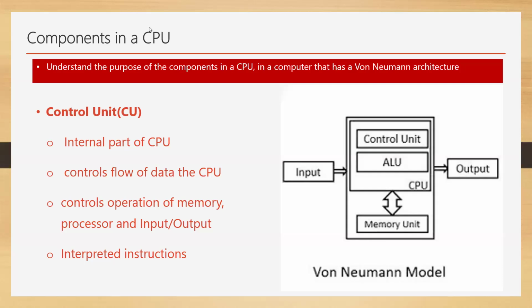The purpose of the control unit is that it is controlling the flow of data in the CPU. Controlling the flow of data means that if you are working with the computer system, at the same time you are also using an input device and an output device. For example, if you are writing your assignment, you are going to use keyboard as an input device, and the result that is going to be generated is going to be shown on your output screen, that is going to be the monitor.